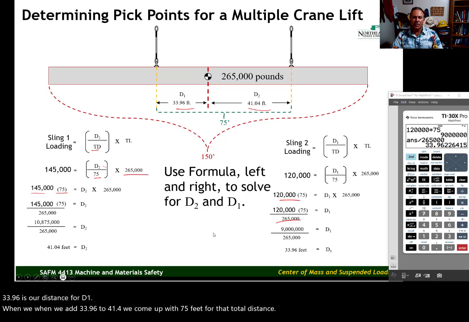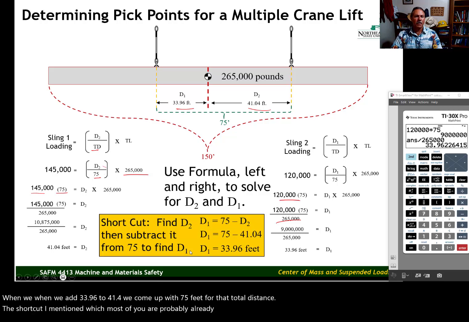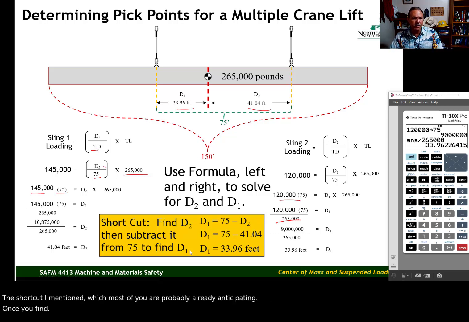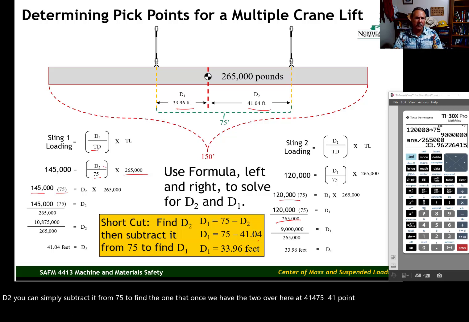The shortcut I mentioned, which most of you are probably already anticipating: once you find D2, you can simply subtract it from 75 to find D1. Once we have D2 over here at 41.04, 75 minus 41.04 is 33.96 feet. So feel free to use that shortcut if you need to. But like I've said many times, I like to go through everything so I don't lose anybody.